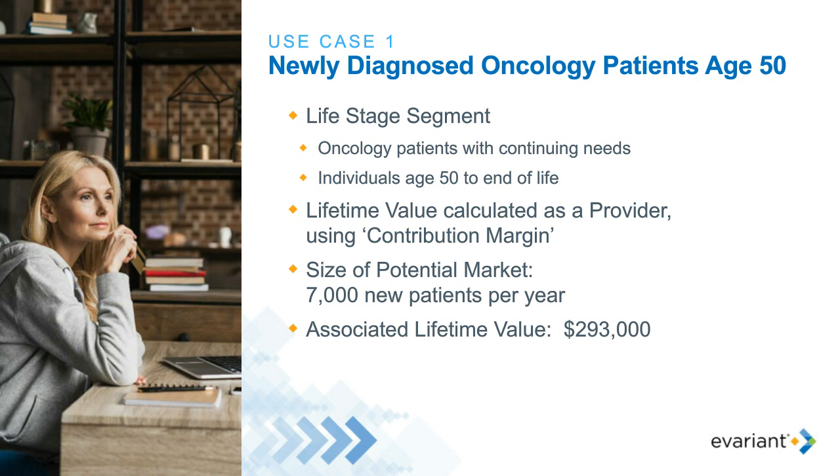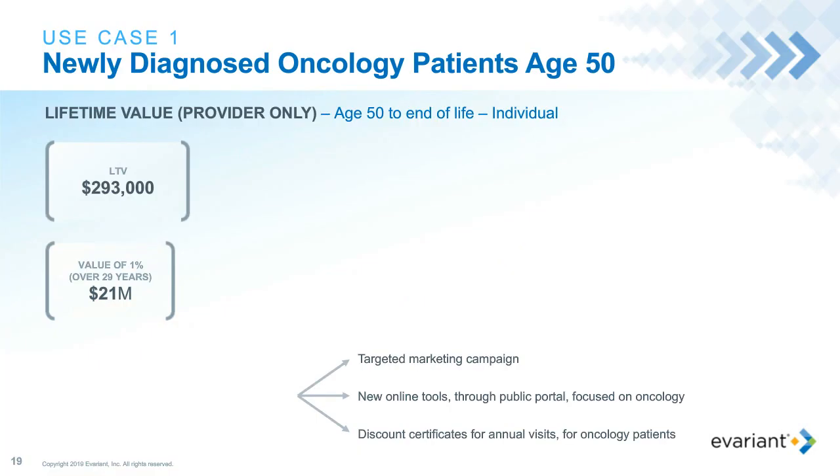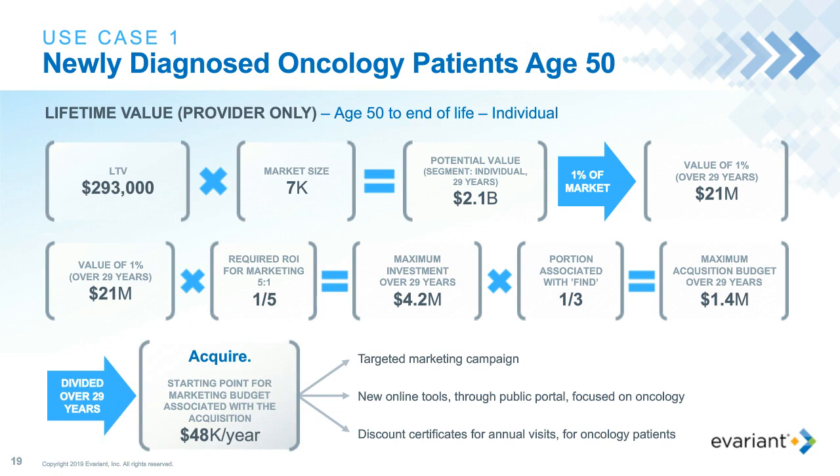This is based on the contribution margin for a patient times the number of years for this life stage. With that in mind, in addition to the contribution margin and the lifetime value of that patient over time, we also want to understand the size of the potential market. How do we determine that? Well, in this case, we are using the number of newly diagnosed cancer cases in the United States each year. That number happens to be 439 per 100,000 population, so that's about 0.44% of your population. So let's say that this is a market of 1.6 million residents.